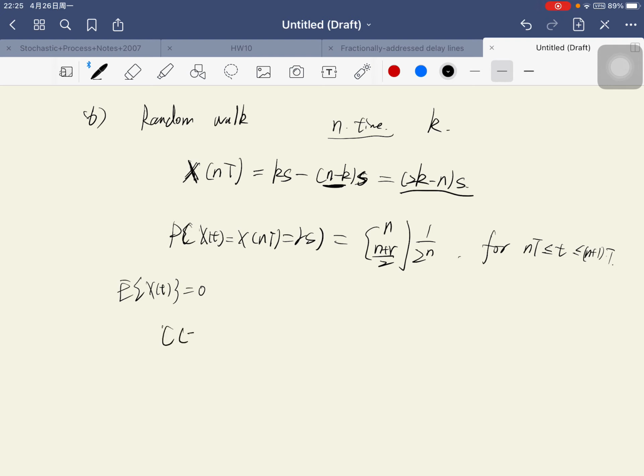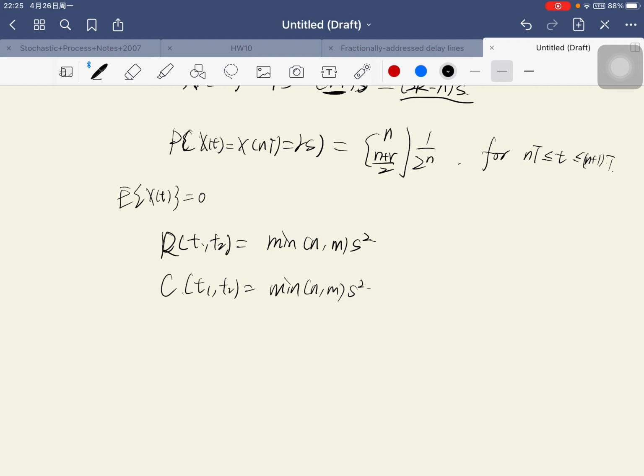The autocorrelation R(t1, t2) is equal to the min(m) times s to the power of 2, and the autocovariance is equal to the autocorrelation. We know the probability mass has two conditions, and we could guess that when n goes to infinity, we will have the Gaussian density. The autocorrelation function contains the minimum of t1 and t2, which comes from the property of independent increments, like the Poisson increment process.